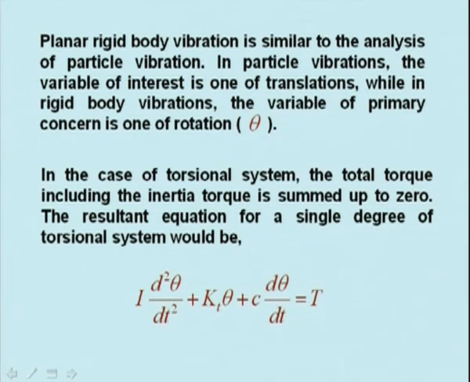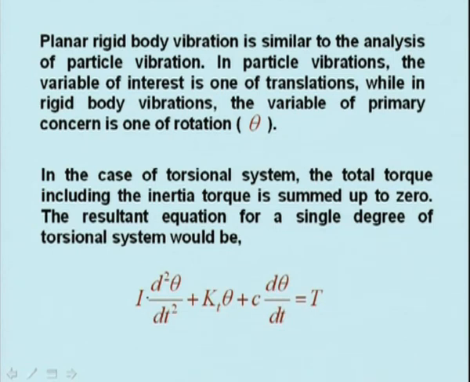Now in this case the total torque including the inertia torque is summed up to 0, that is D'Alembert principle, or we can say that we can apply Newton's law generalized to angular coordinates or angular degree of freedom. Then you have I d square theta by dt square plus c d theta by dt plus Kt theta is equal to T.